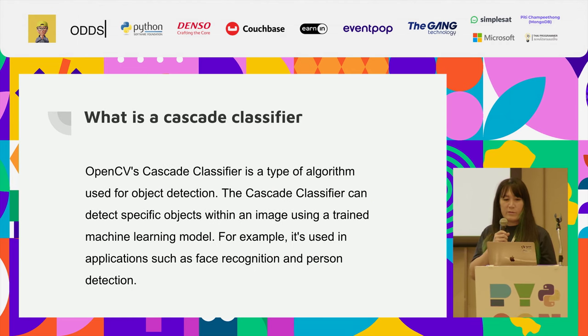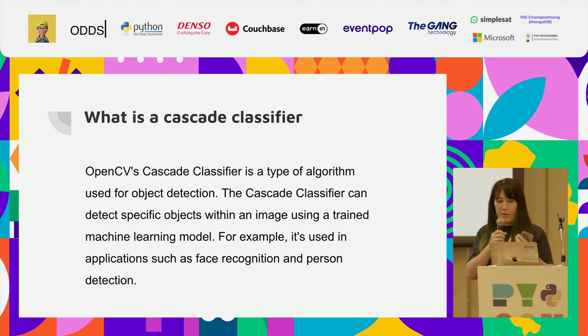What is a Cascade classifier? OpenCV's Cascade classifier is a type of algorithm used for object detection. The Cascade classifier can detect specific objects within an image using a trained machine learning model. For example, it's used in applications such as face recognition and person detection.